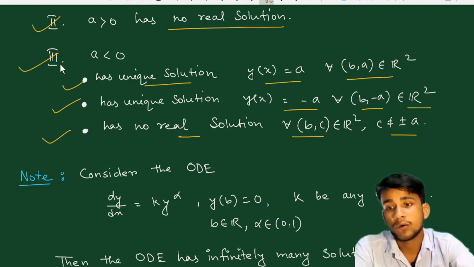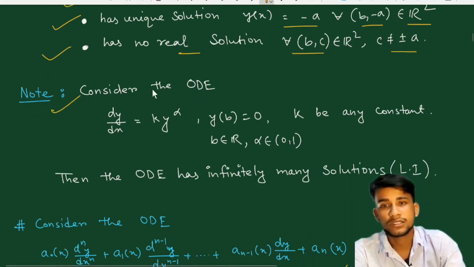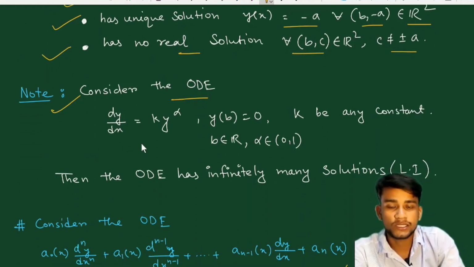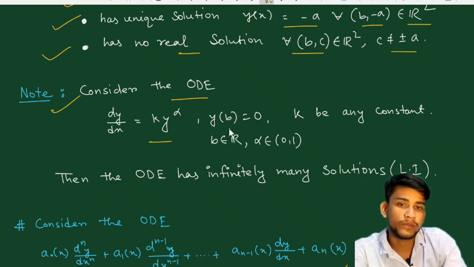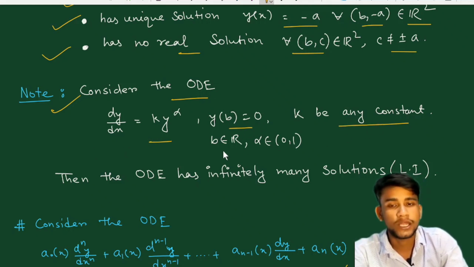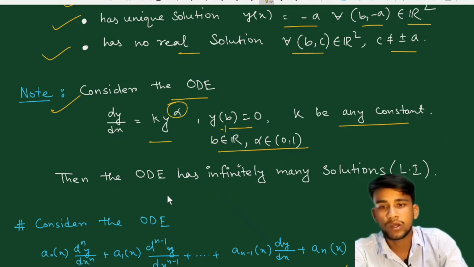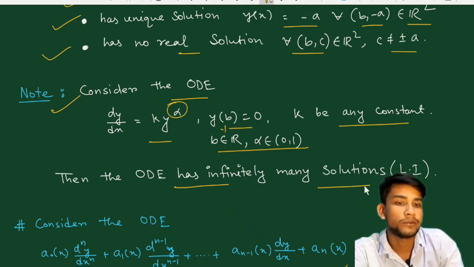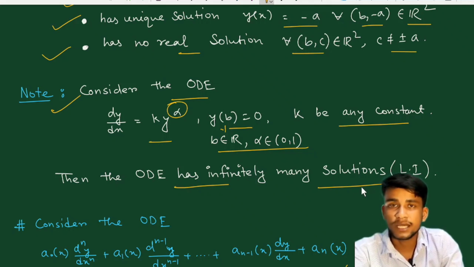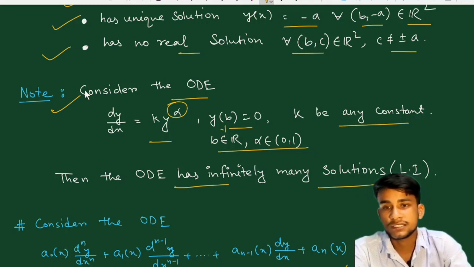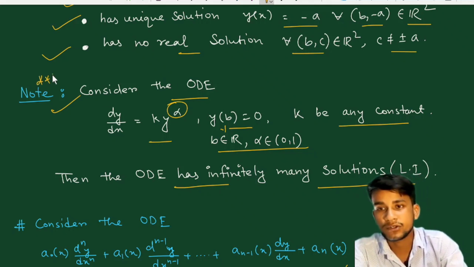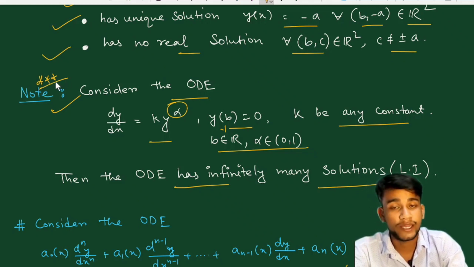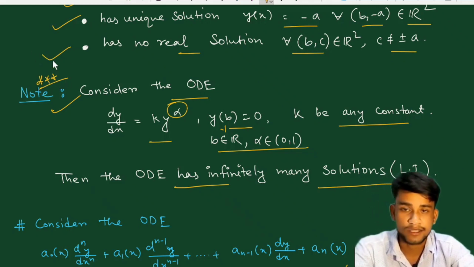Now there is a note: consider the ODE dy/dx = k y^α where y(b) = 0, k being any constant. If b belongs to R and α belongs to (0, 1), then the ODE has infinitely many solutions and the solutions are linearly independent. This is a very important result, and based on this result many questions come in the CSIR NET exam or any other exams.